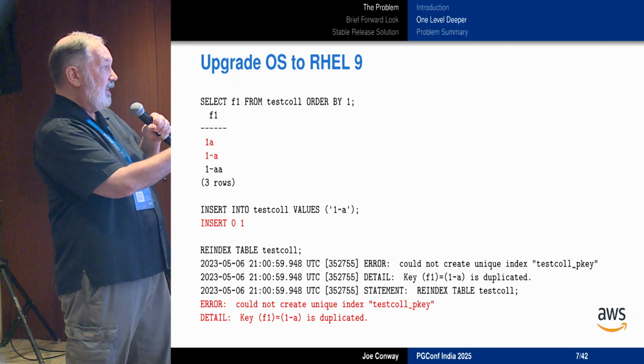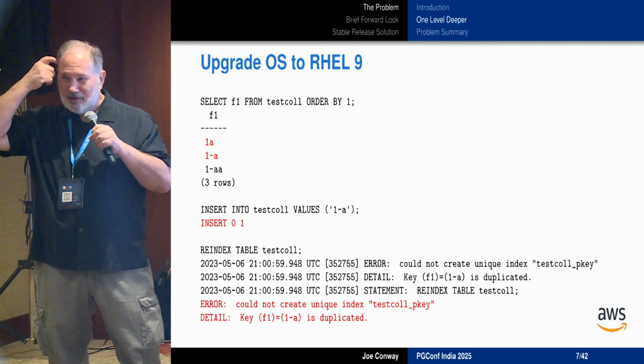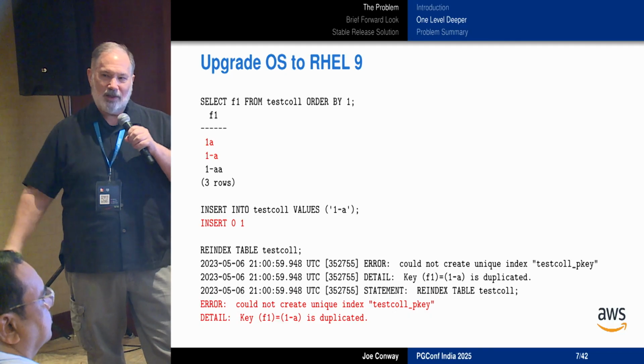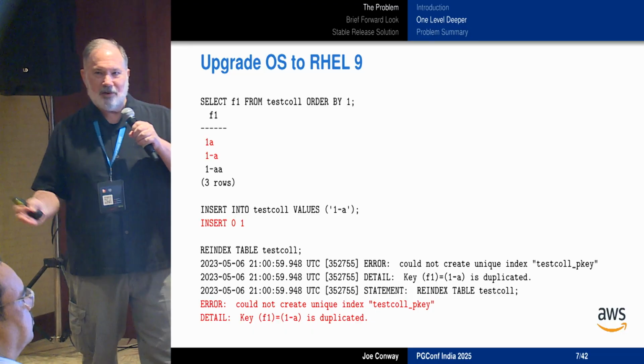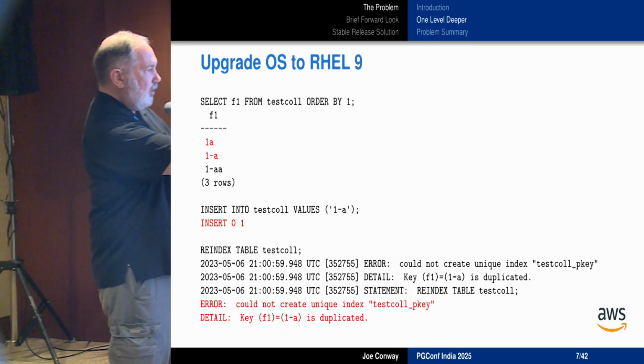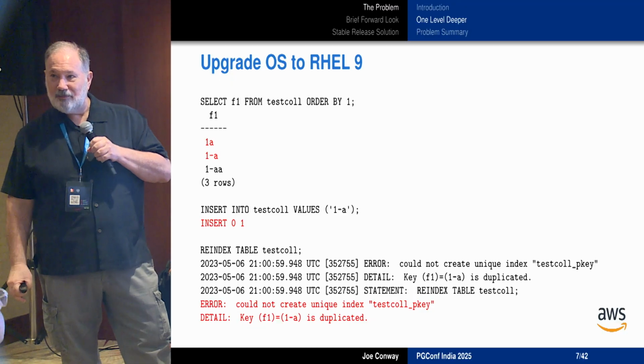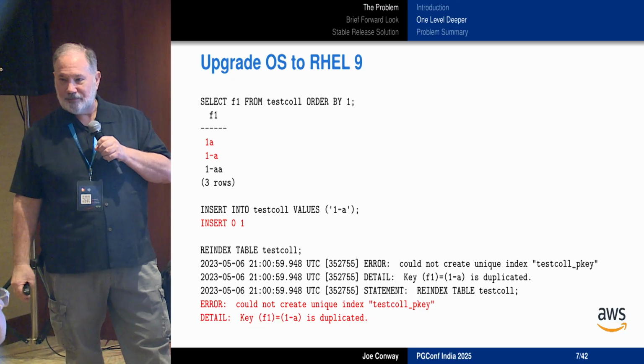So what happens? Now you say, uh-oh, I remember something about this glibc upgrade thing, and I know I need to reindex all my tables, so I'll just go fix it. You go to reindex and you get an error because now there's a duplicate key violation. So you've got a mess to clean up.